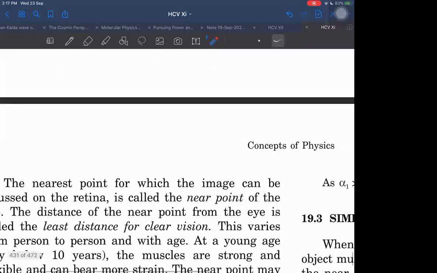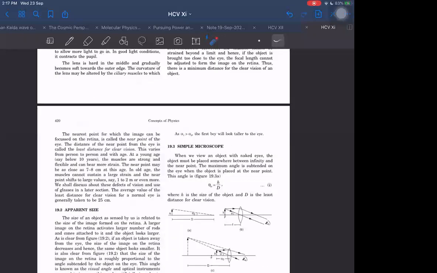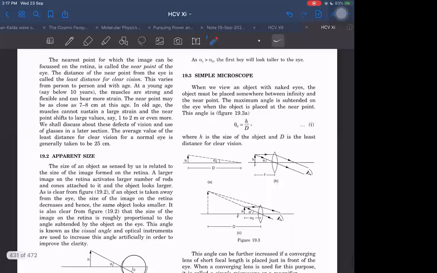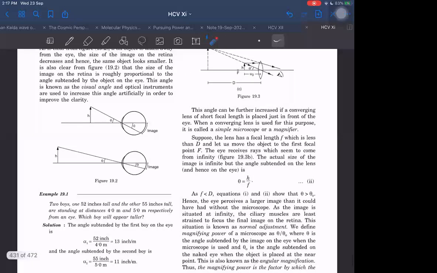Now we will discuss the defects of the eye also, if they have discussed it here. If not discussed, then also we will discuss it. They have not discussed it. No, they have discussed it here.